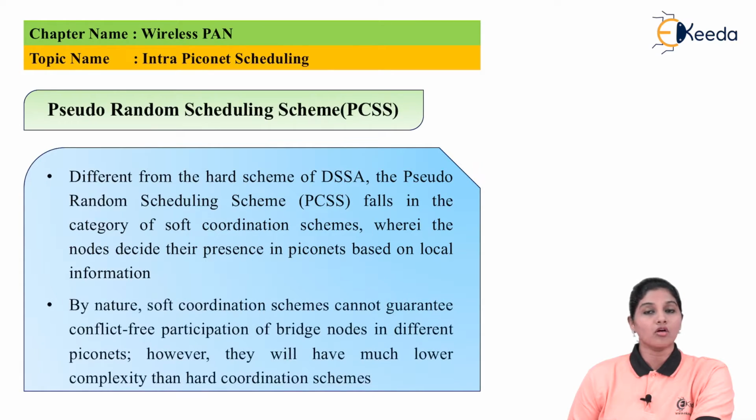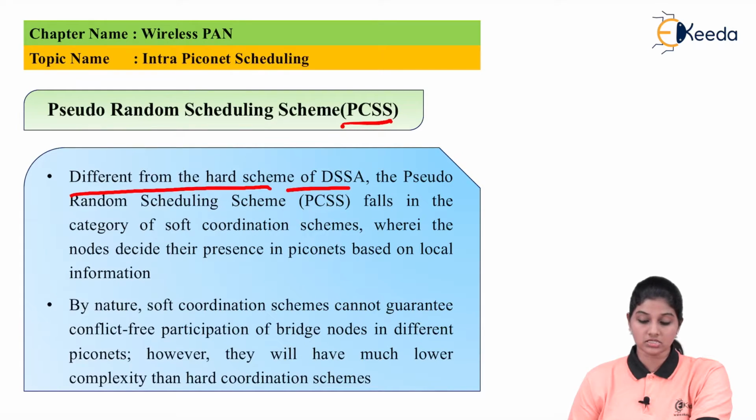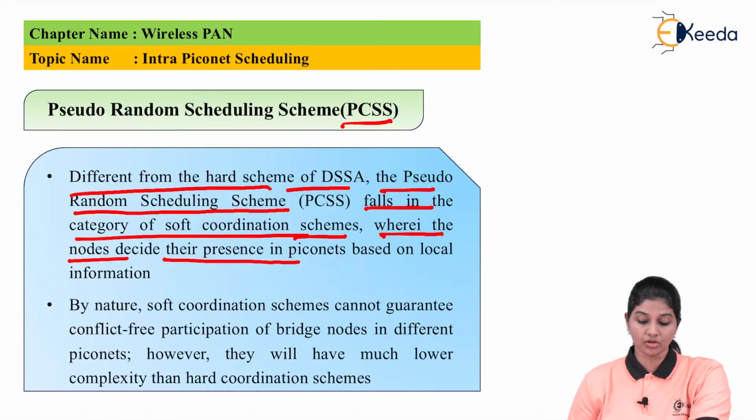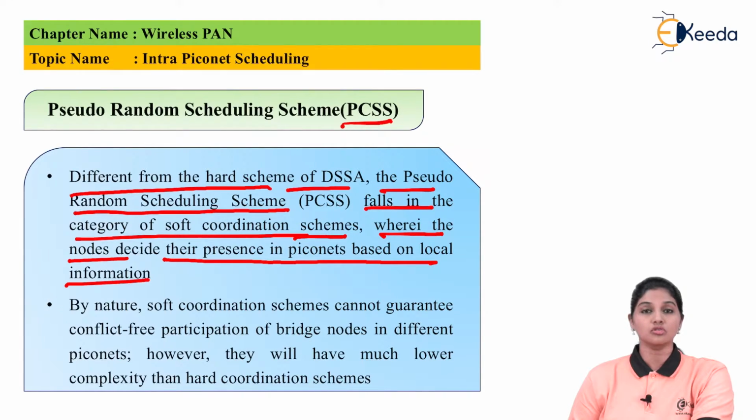Then the second type of algorithm used for the Piconet scheduling is the pseudorandom scheduling scheme, denoted by PCSS. Different from the hard scheme of DSSA, the pseudorandom scheduling scheme falls in the category of soft coordination schemes, where the nodes decide their presence in the Piconet based on local information. So the drawback of DSSA is overcome in the case of PCSS.